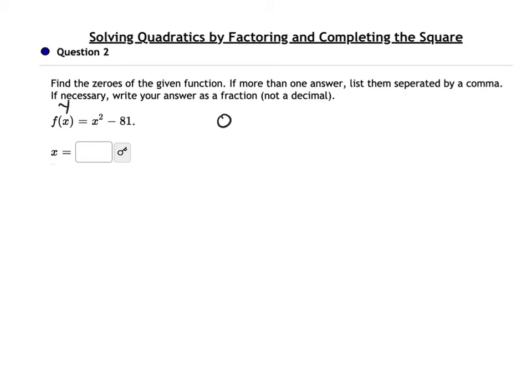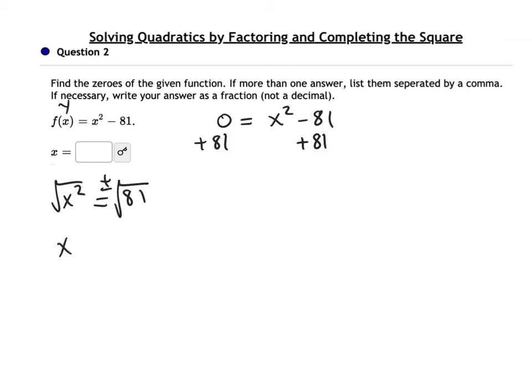So we're solving the equation 0 equals x squared minus 81. There are actually two ways we could solve this equation. We could solve for the square, add 81 to both sides, and we have x squared equals 81. Take the square root of both sides, plus or minus, and x would be plus or minus 9. You're going to need to list that as two answers, 9 and -9, or -9 and 9. You put a comma in there.